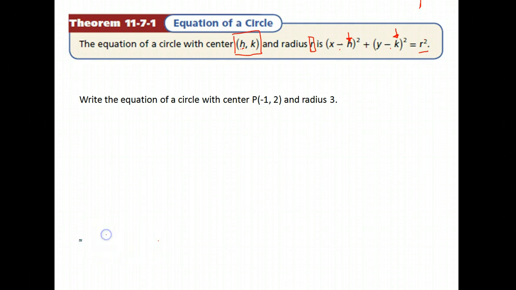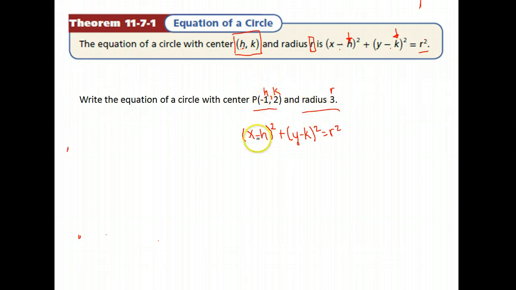Let's do an example. This asks us to write the equation of a circle with a center at (-1, 2) and a radius of 3. Again, here's our general form for the circle: (x - h)² + (y - k)² = r². You'll want to put that in your notes. Now, our center is our h and our k, and our radius is the r. We just plug these numbers in.